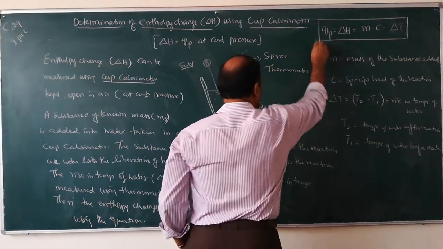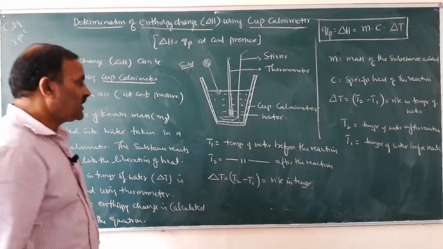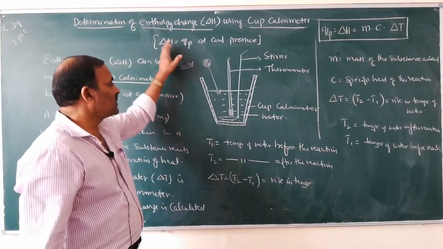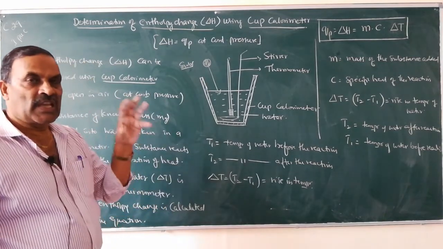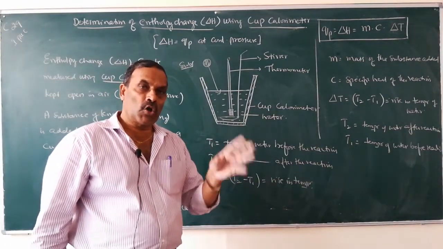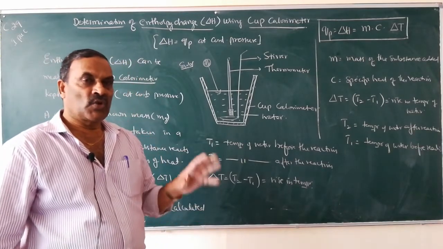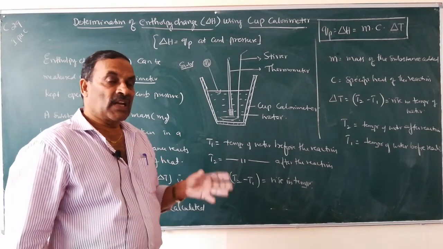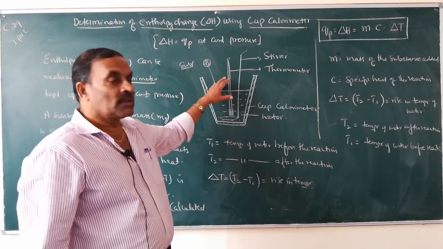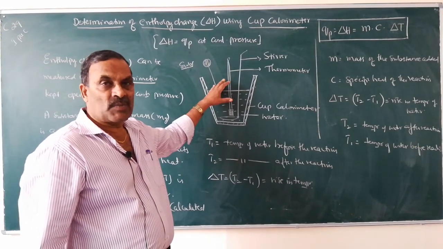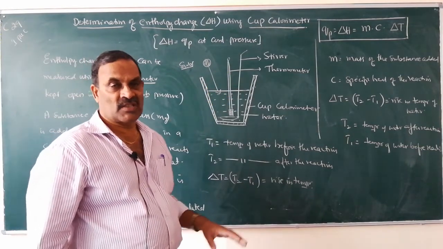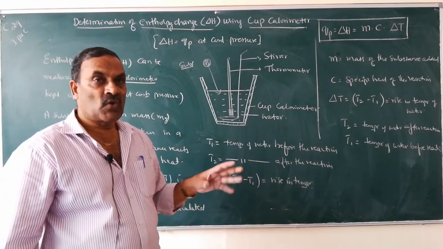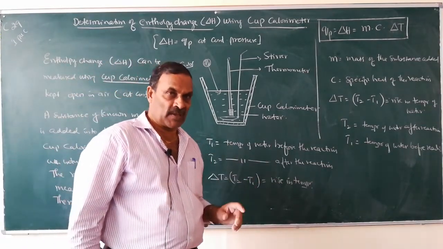So this is how we can calculate internal energy change using bomb calorimeter, enthalpy change using cup calorimeter. In bomb calorimeter, volume is kept constant, therefore delta U is equal to QV. In cup calorimeter, volume is not kept constant, pressure is kept constant, that is atmospheric pressure is constant, therefore delta H is equal to QP.